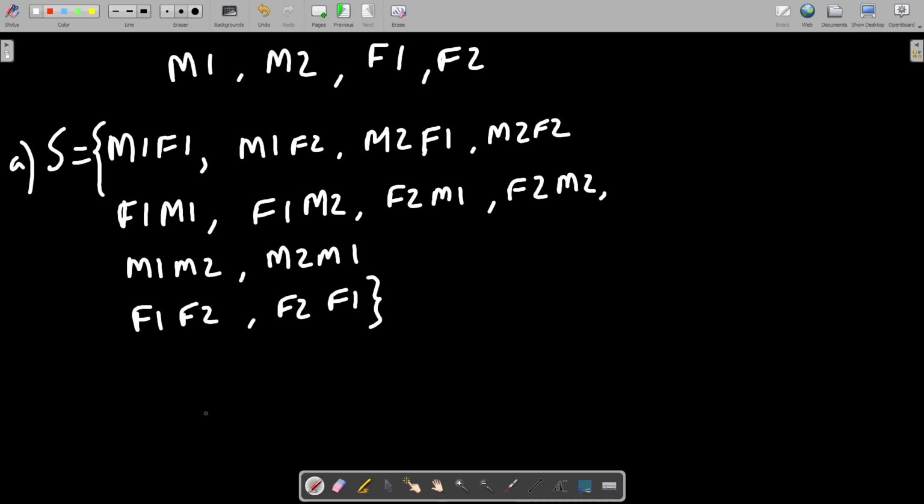Yeah, how to count? There are 12 outcomes here, by the way. See, how many jobs are available? 2 jobs are available. How many people are eligible for the first job? 4, right? So there are 4 options. How many people are eligible for the second job? 3, because one person is already gone. So how many combinations are possible? 4 into 3, so total is 12.